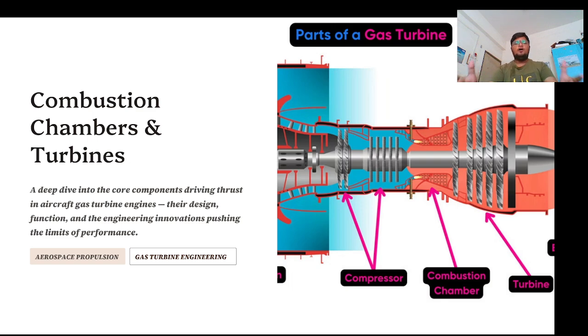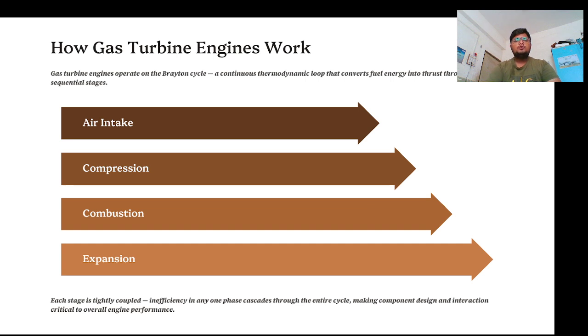Let's understand how a combustion chamber works and what role it plays in a jet engine. So how does a gas turbine engine work? A turbine engine operates on the Brayton cycle. The Brayton cycle is a continuous thermodynamic loop that converts fuel energy into thrust energy in sequential stages. The stages are air intake, compression, combustion, and expansion.